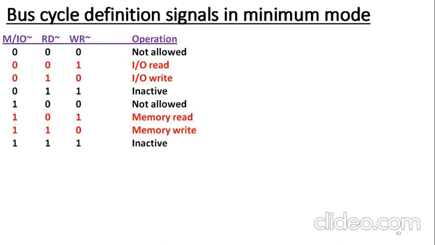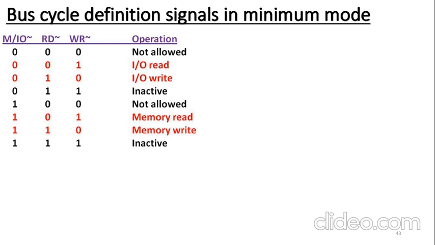Then next will be 6th row, that is 1, 0, 1. M/IO bar 1 means memory operation, read bar 0 means read operation. So it is a memory read bus cycle. Then the 7th row here is 1, 1, 0 that defines memory write operation in a similar way.